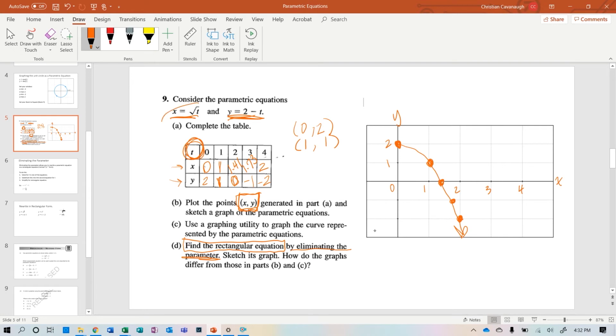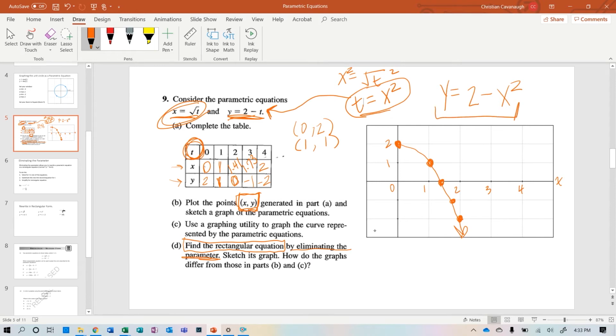So basically, I'm going to solve for t in this equation. So right now, I have x equals the square root of t. And if I wanted to solve for t in that, I would need to get rid of the square root sign. So I'm just going to square both sides. So now the square root and the square on this side are going to cancel, and we're going to have t equal to x squared. So then I want to take that t equals x squared and replace the t in this equation with x squared. So now we would have y equals 2 minus x squared as our rectangular equation.